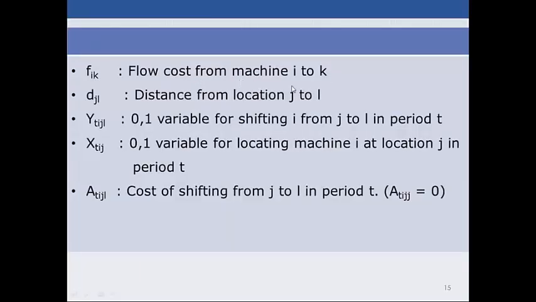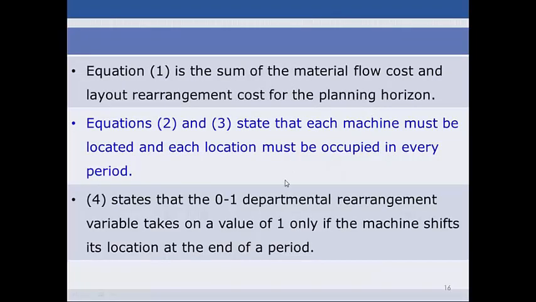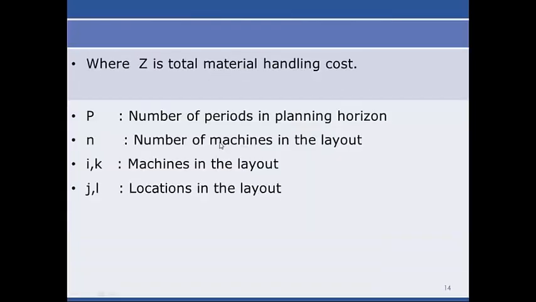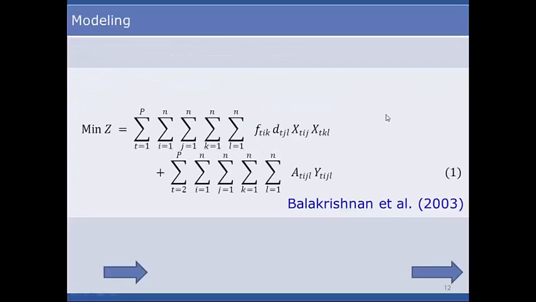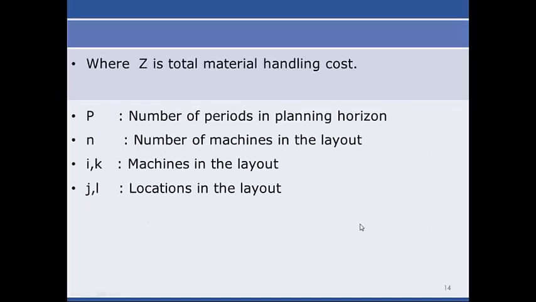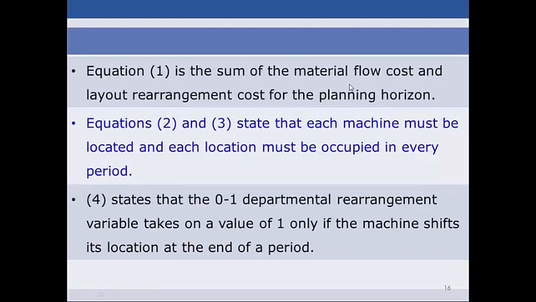Flow is the cost from machine I to K. Again, the same terminology. This is the explanation of the objective function. Equation 1 was this main objective function. It was giving us the sum of the material flow cost and layout rearrangement cost for the planning horizon. Equations 2 and 3 state that each machine must be located and each location must be occupied in every period. So these are the requirements of that objective function.